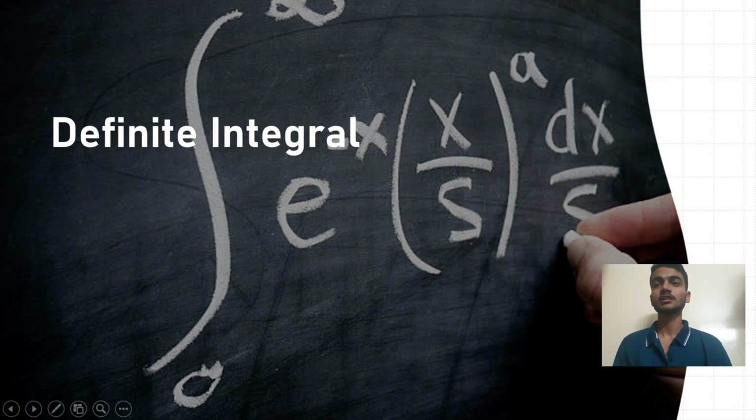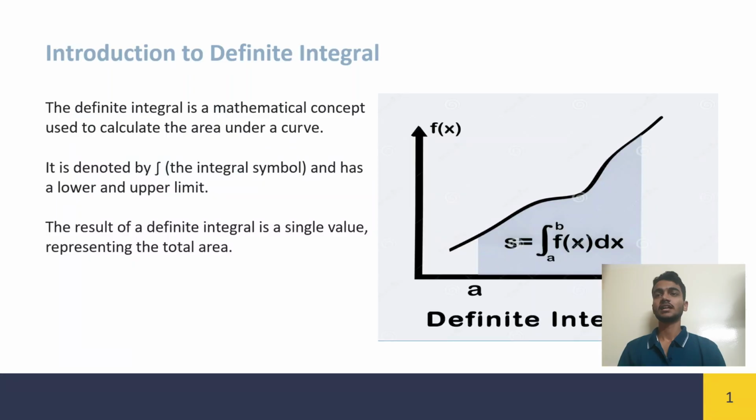So let's begin with another topic, definite integral. Introduction to definite integral. The definite integral is a mathematical concept used to calculate the area under a curve. It is denoted by the integral symbol and has a lower and the upper limit. The result of a definite integral is a single value representing the total area. You can see in the graph how it is.